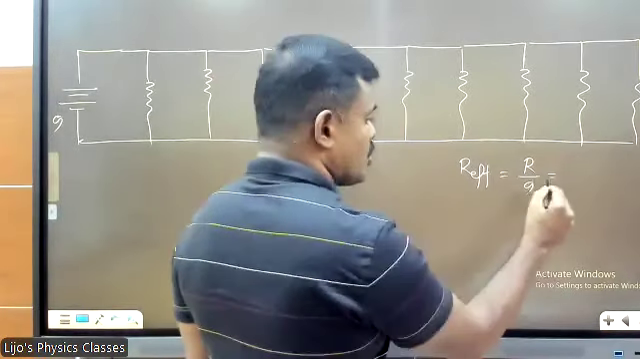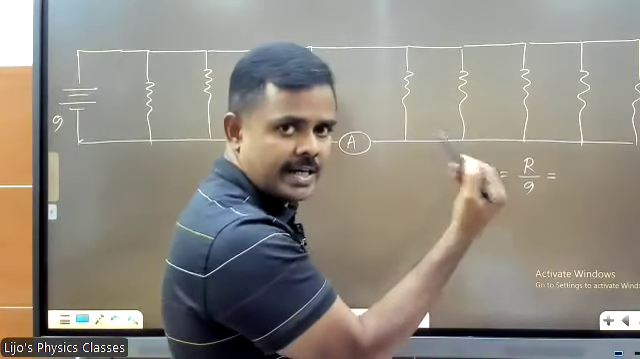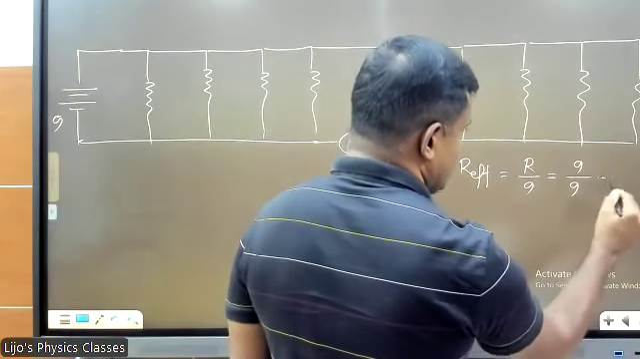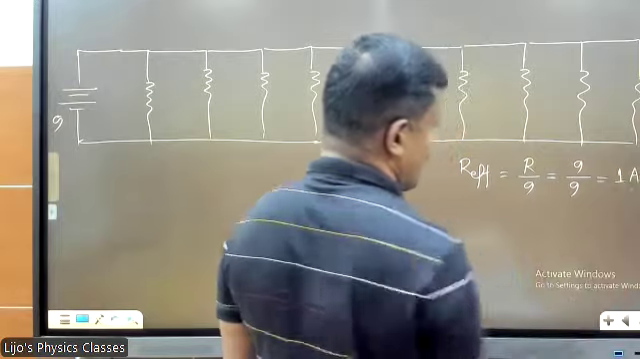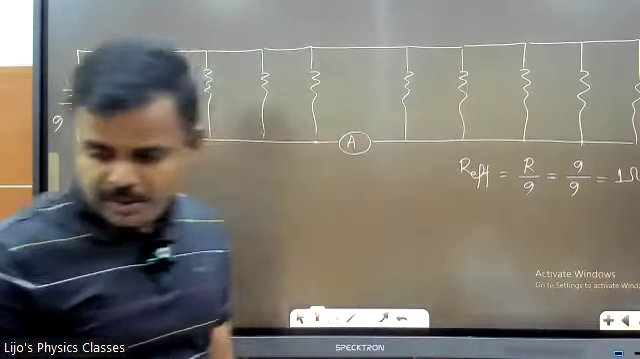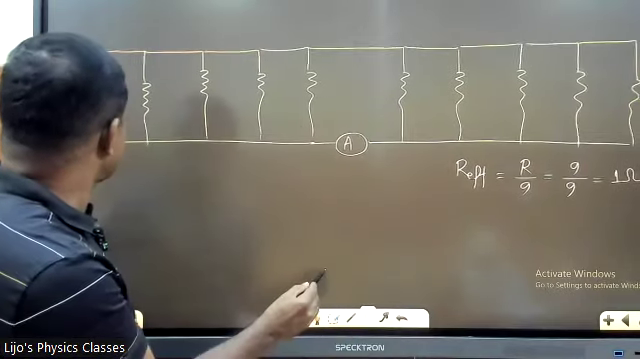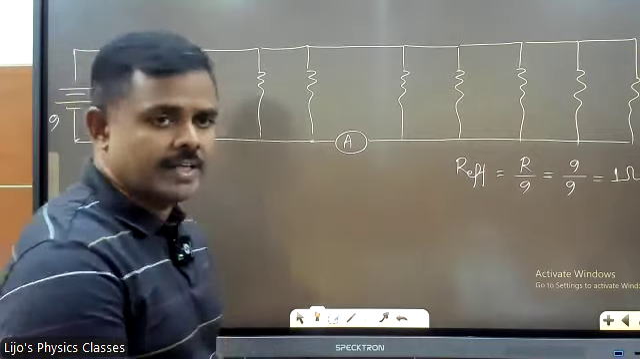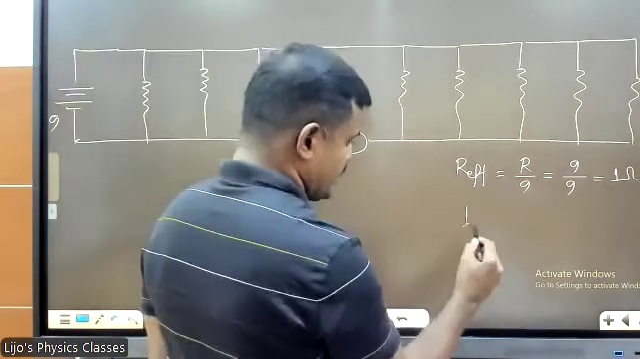Effective resistance will be, by the shortcut I told you, the resistance of a single resistor divided by the number of resistors. So 1 ohm. I got the resistance as 1 ohm. Effective resistance is equal to 1 ohm. Am I done? Not yet. I have to find the current, right? Main current. Write the main current.